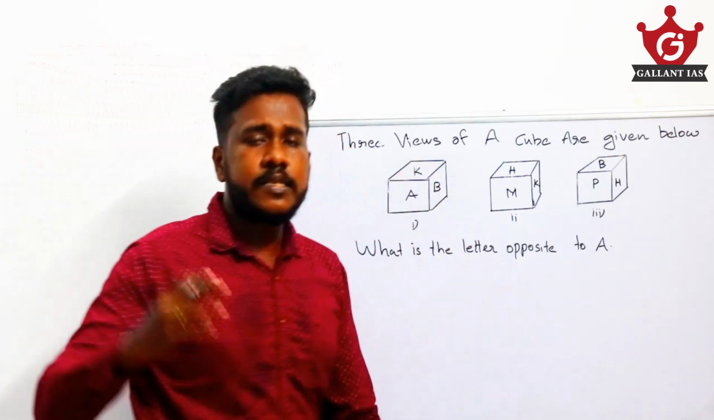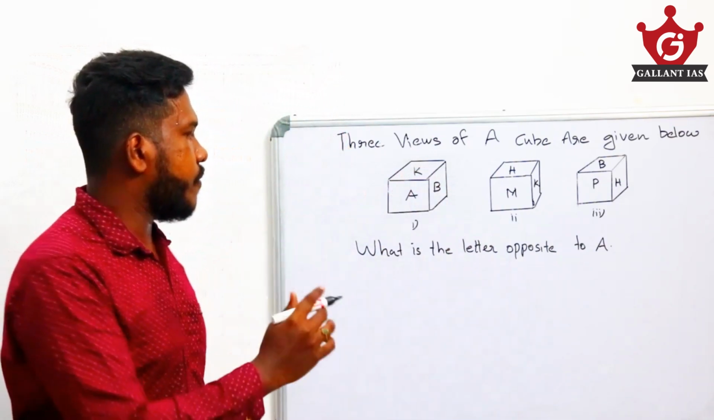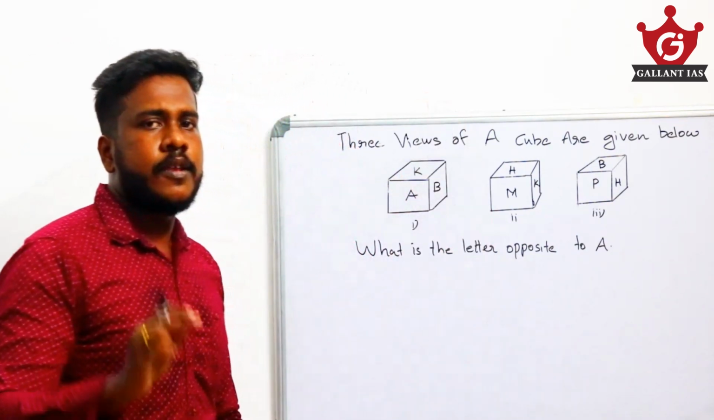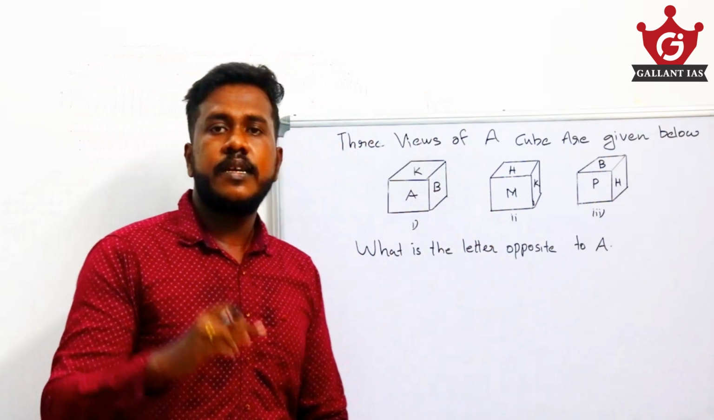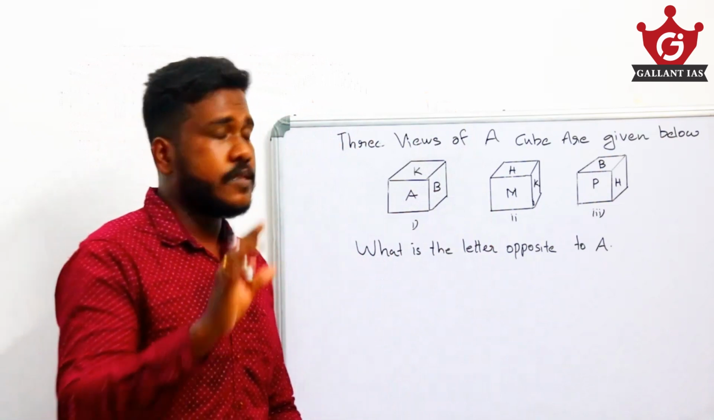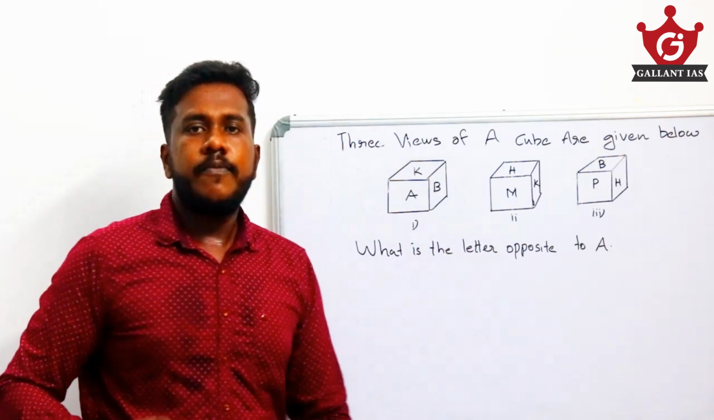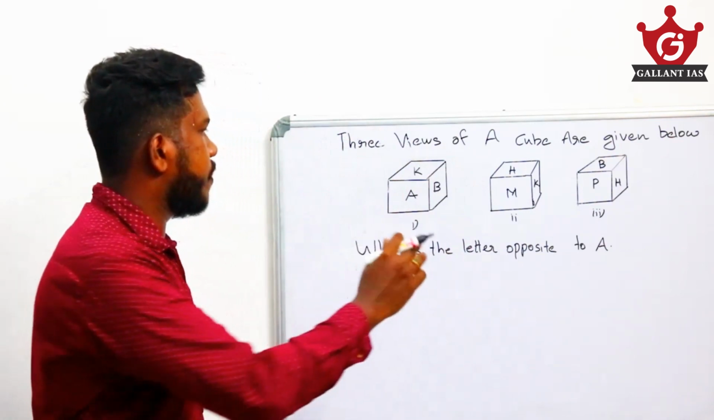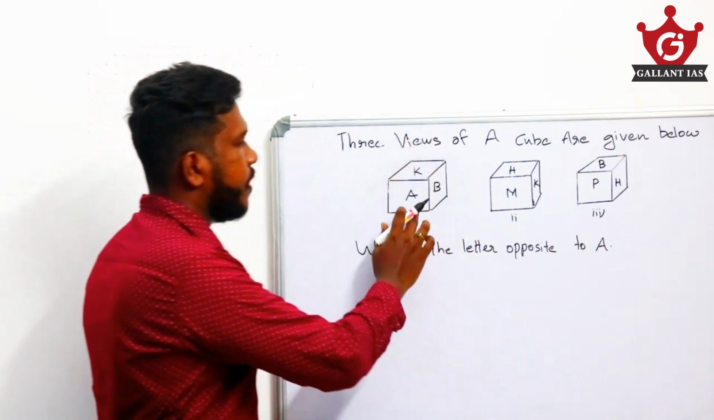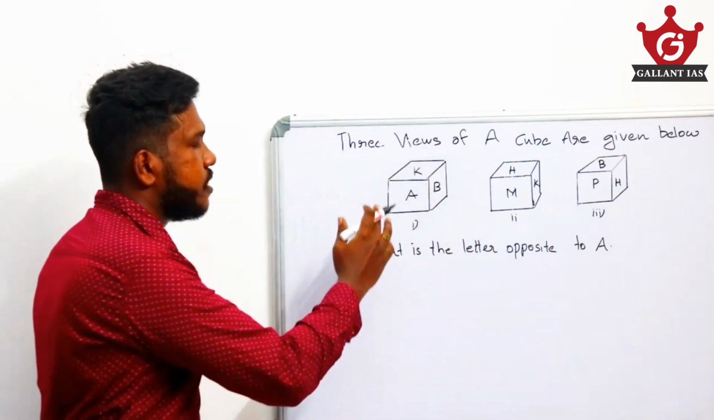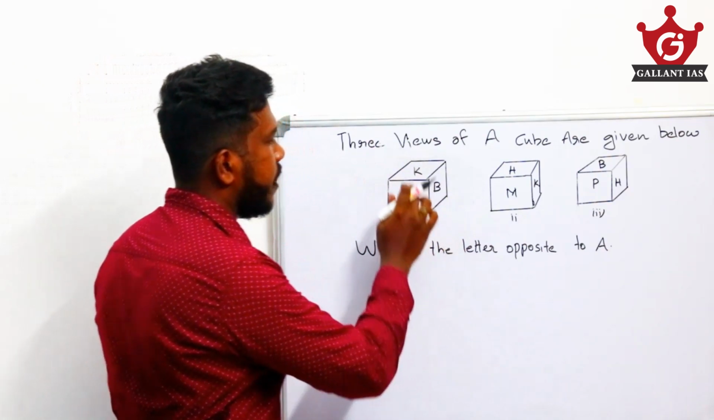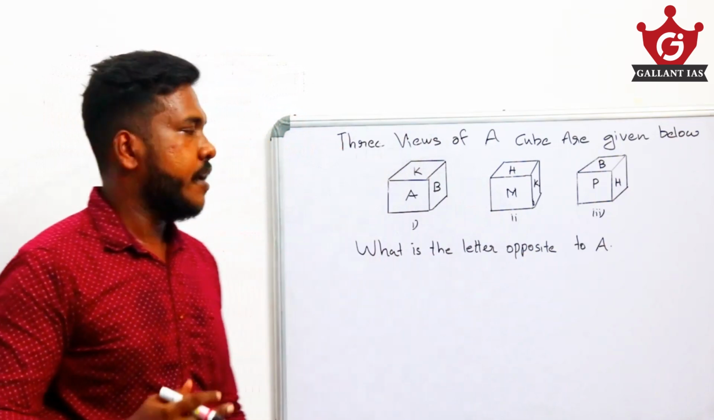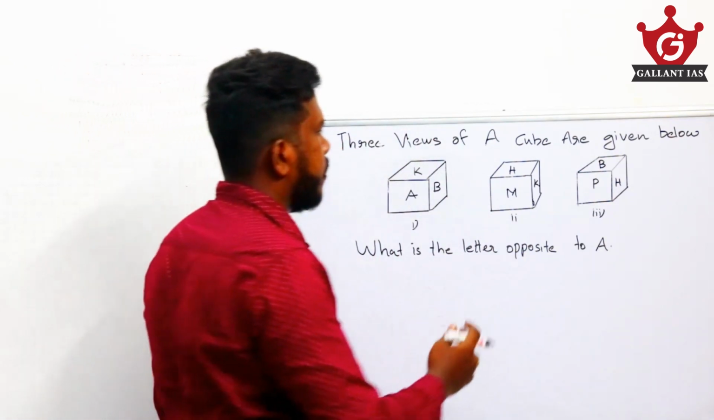So now let's check how to solve this question. Our question is, what is the letter opposite to A? In order to solve questions like this, we actually need two views from these three views. Of course, our first view will be the cube containing the value A. So now we need to select the next figure.